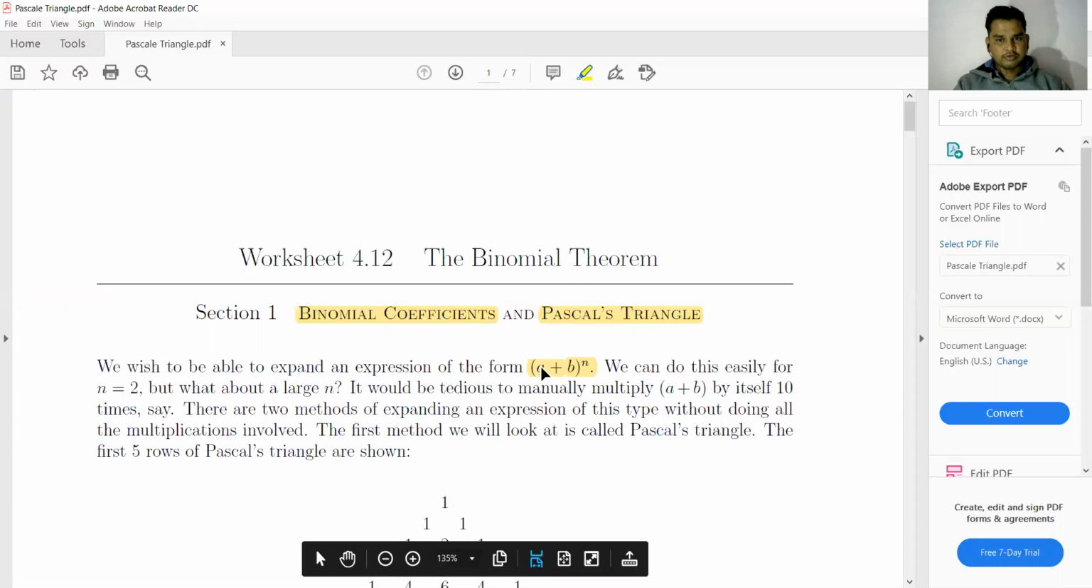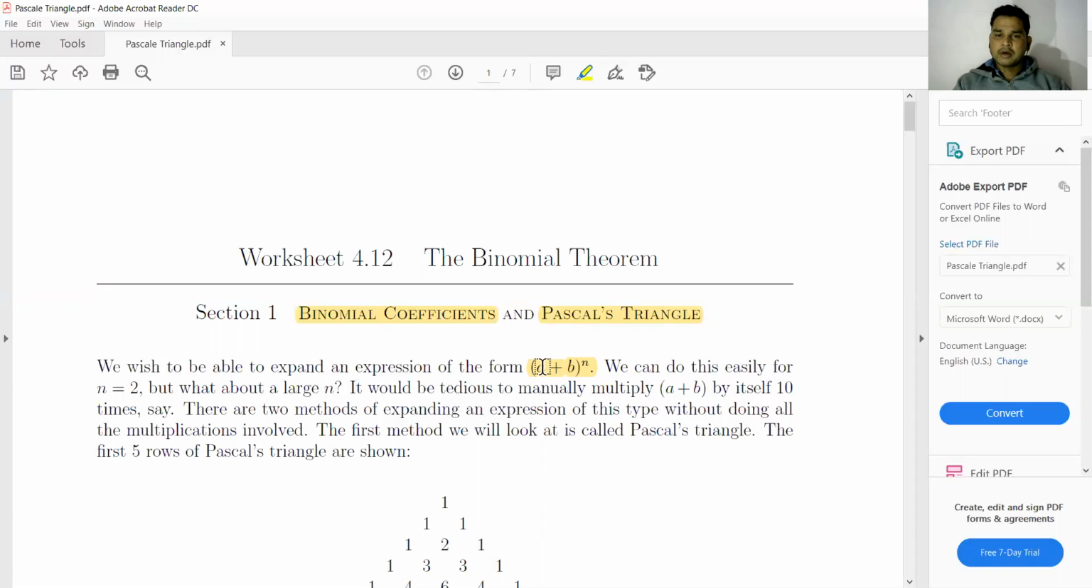For expanding this term, we have questions like what is the coefficient of a to the power n into b to the power n minus 1, or a cube into b to the power n minus 3. This type of question may be asked in many competitive exams, and in order to find such a coefficient, we have to use these two concepts. The first one is the Pascal triangle, and the second one is the binomial coefficient. Actually, binomial coefficients are identified or found with the help of the concept of Pascal triangle.